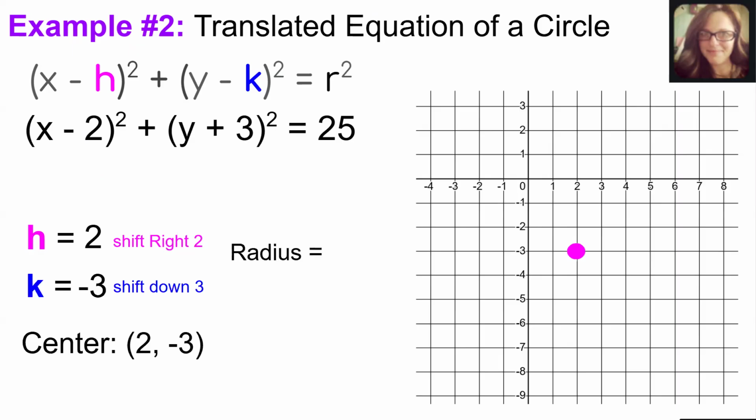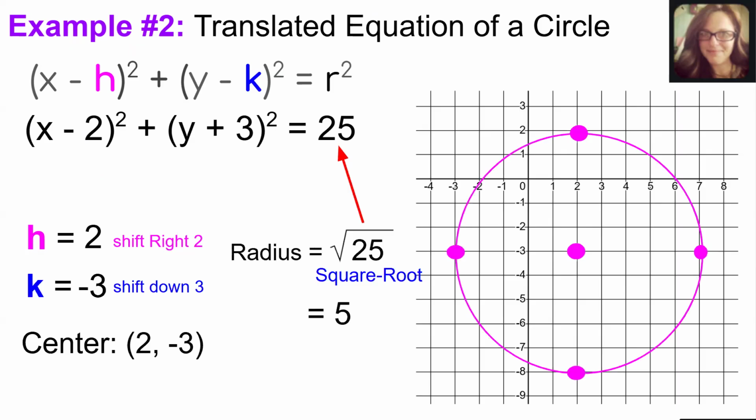And now we'll find the radius. 25 is the radius squared. So we need to take the square root of 25 to find the radius. The square root of 25 is 5. So starting at the center of your circle, you'll go to the right 5, up 5, to the left 5, and down 5 to get the 4 key points of your circle.